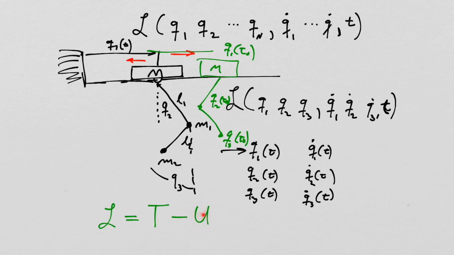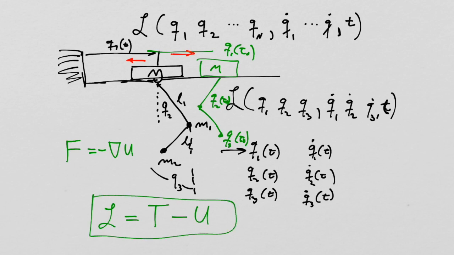Under the circumstances also that the forces on our system are all derivable from a potential, meaning that any force that acts on our system must ultimately be derived from, d some potential u dt. Wait, what am I saying? That's not right. The force must be the gradient of some potential, a conservative force, right? If that's the case, then the Lagrangian is just the kinetic energy minus the potential energy.